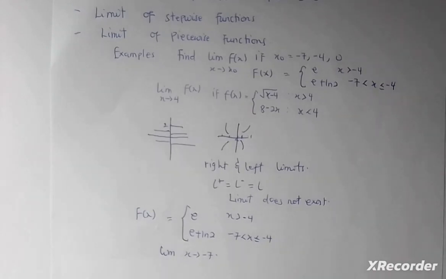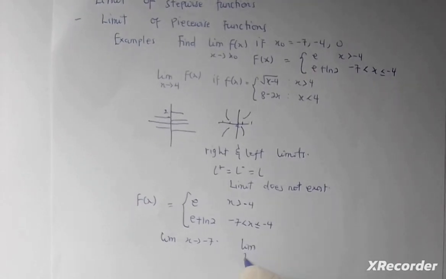In a stepwise function, you need to take your right limit and your left limit separately. Then afterwards, if they are equal, then that will be your limit value. If they are unequal, then it means the limit does not exist. So let's see.